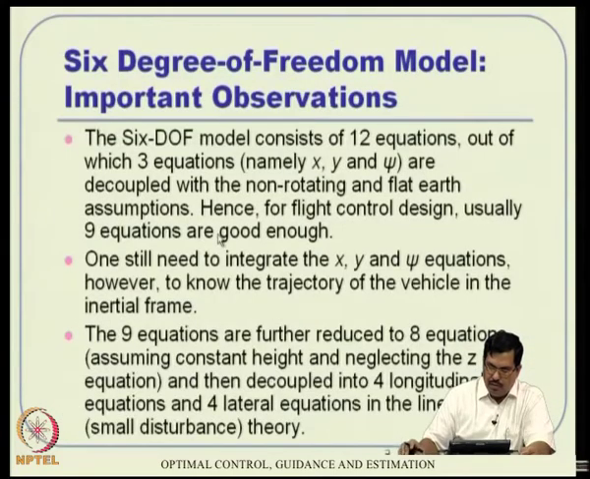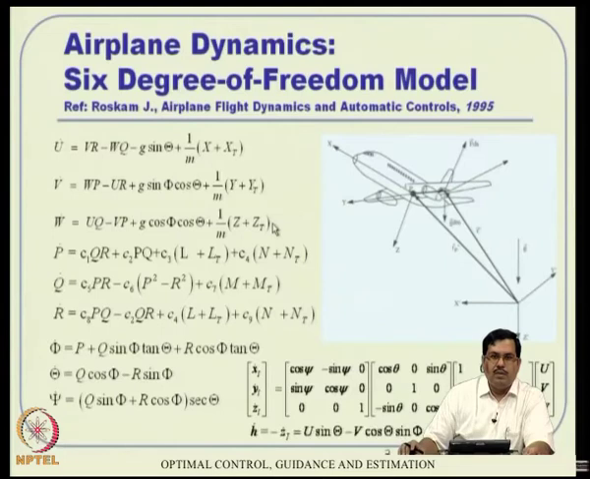Now, before you go ahead, there are some further comments. First thing is the 6-DOF model consists of 12 equations, out of which 3 equations are decoupled with the assumption that the earth is non-rotating and flat. Like what I told in the last class, if you see all these equations, essentially psi and then x, y do not come into any of the rest of the equations.